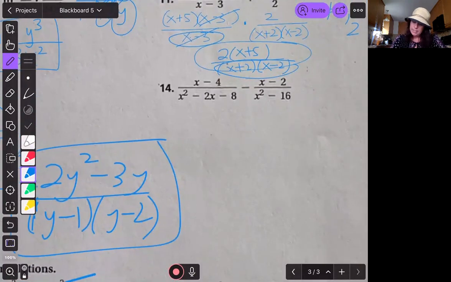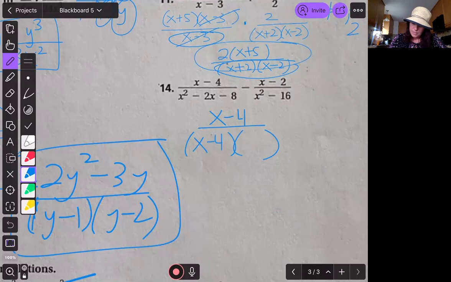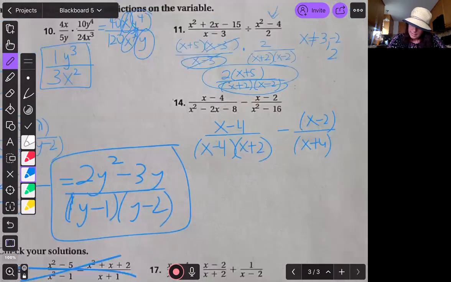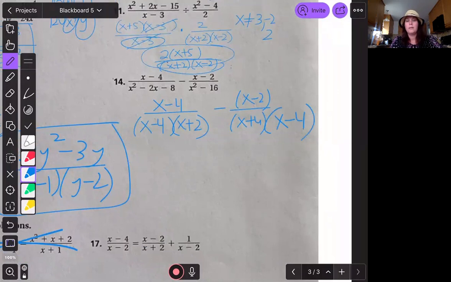All right, so number 14, first factor, and then get a common denominator. What times what is negative 8 and adds up to negative 2? That would be a negative 4 and a positive 2. And over here, x minus 2, x plus 4, and x minus 4. Now we need to get a common denominator, multiply the whole thing. I'm trying to think if we can simplify anything here. No, not really.